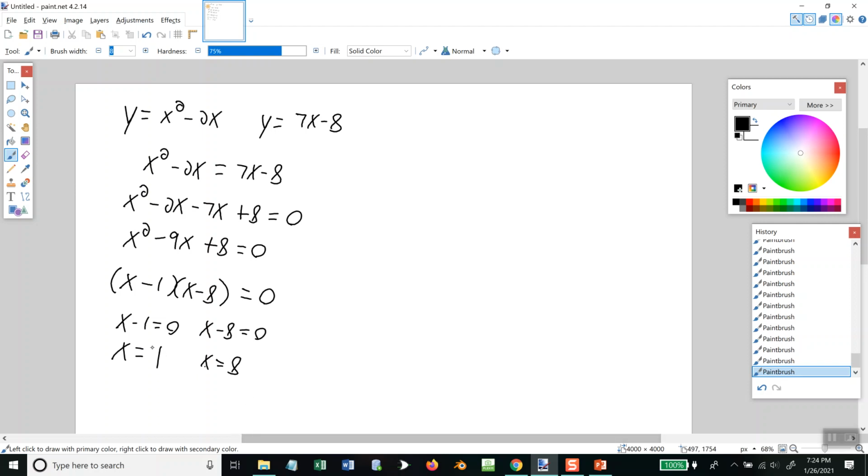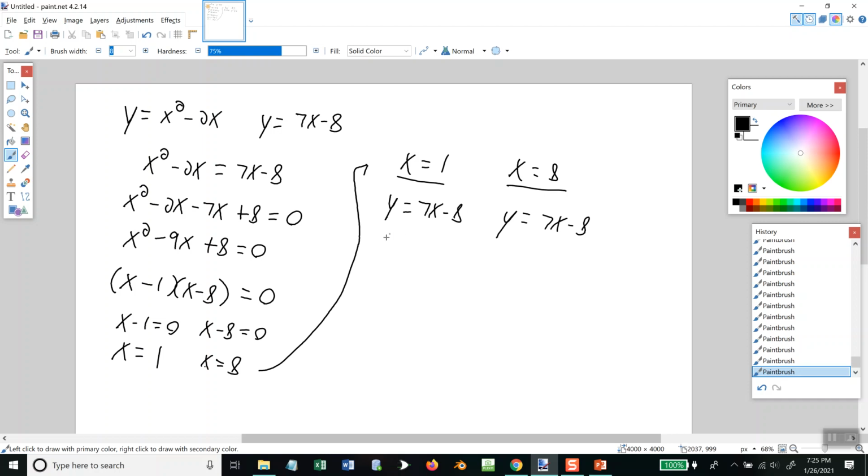Now this would be enough if we were setting up a problem in terms of x's. But let's go and get the y's also. It doesn't matter which one you plug it into, but the one that looks easier is the one you should pick. This one doesn't have a square, so I'll plug it into y equals 7x minus 8. And we have 7 times 1 minus 8. 7 minus 8 is negative 1, so this point is (1, negative 1).